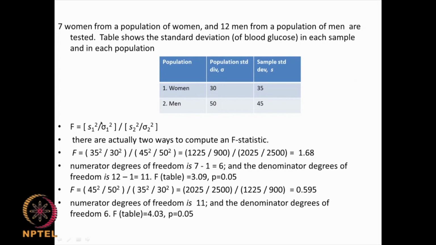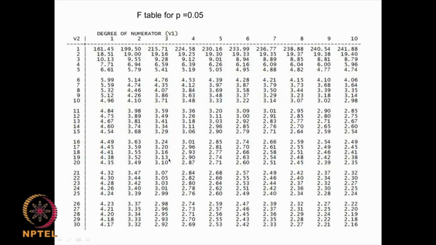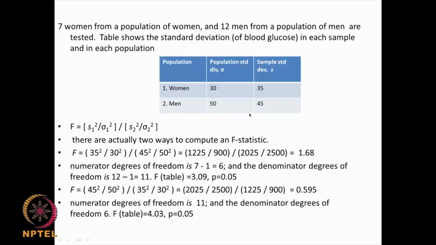So, what do you do? F is equal to S1 square by sigma 1 square, that means S1 square divided by sigma 1 square, divided by S2 square divided by sigma 2 square. So, we can have 35 square by 30 square divided by 45 square by 50 square. So, I get 1.68, that is the F. Now, the degrees of freedom is numerator 7 minus 1, 6, denominator 12 minus 1, 11. So, under 6 and 11 for 95% confidence, I get 3.09. So, I put it as 3.09.